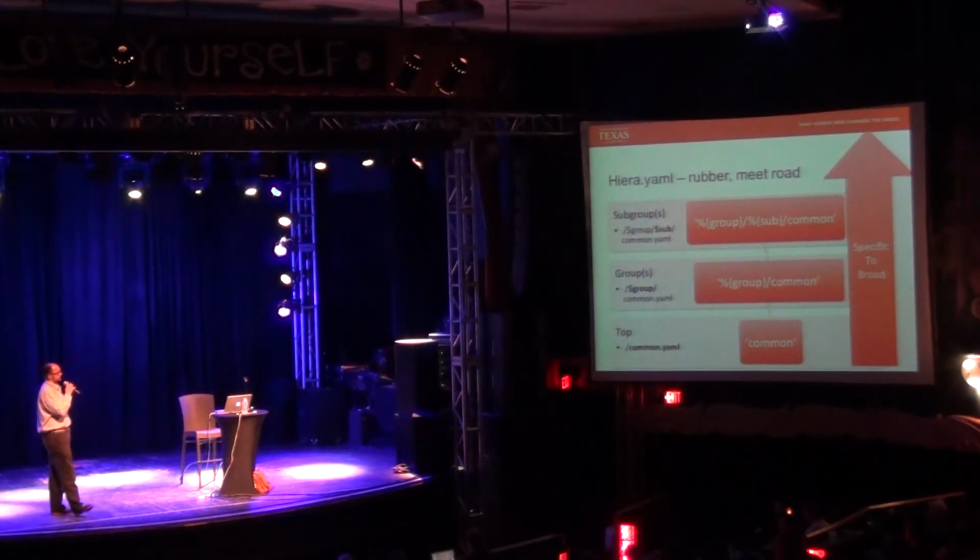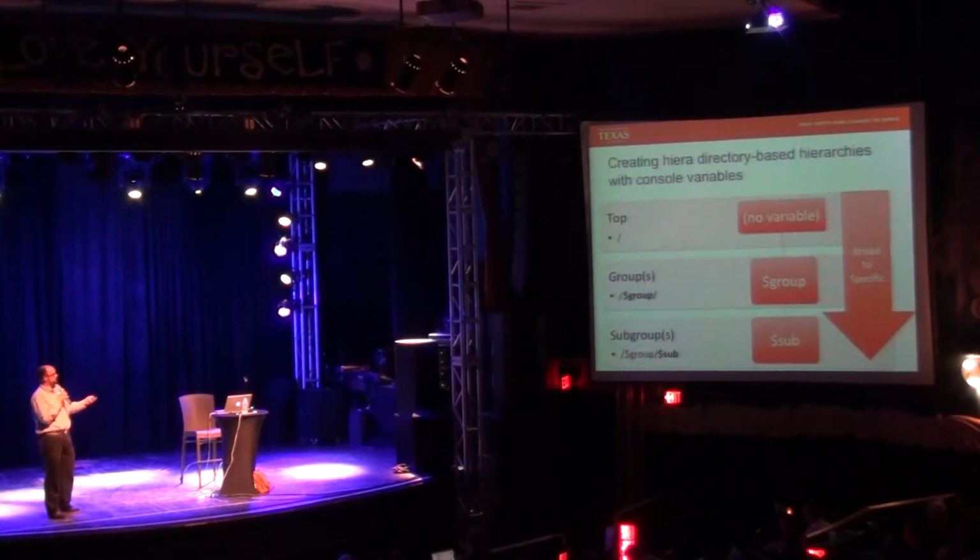And hiera.yaml is really where the rubber meets the road. This is where you're defining this. So in the same way in the Puppet console, we were using nested node groups to do this, in Hiera, you're using these divisions of the hiera.yaml. And it's basically, you build it in a totally different way. In the node group, you're building from broad to specific, right? At the very top is your broad configs. And underneath that, you attach your groups and then your subgroups.